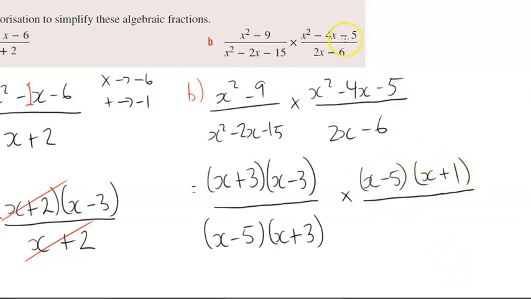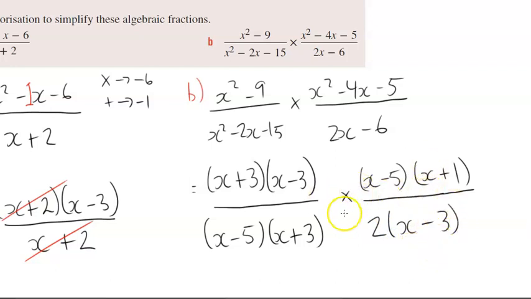So negative 5 times 1 gives me negative 5. Yep, negative 5x plus 1x is negative 4x. That works out. And then the last one here, this is a linear. It's not quadratic, but I know that 2 can be taken out as a common factor. So what I'll be left with is x minus 3.